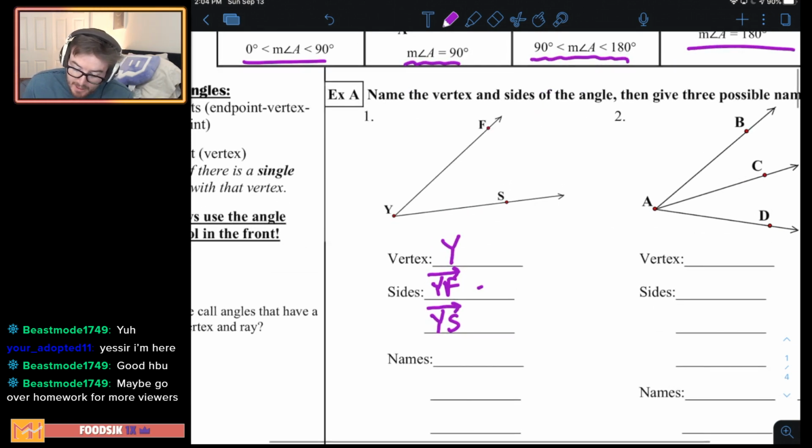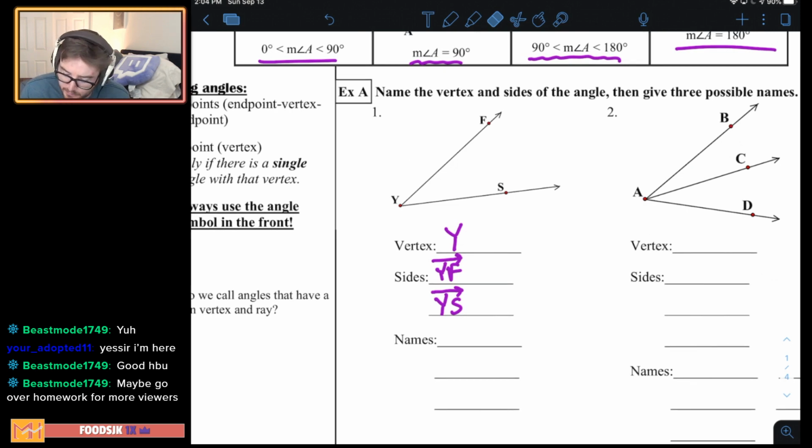That is not the same thing as FY, if you remember that, right? This would be saying that the ray is sprouting out from F and going towards Y. That's just not the case here, okay? So that's an incorrect way of naming it. It has to be YF and YS.